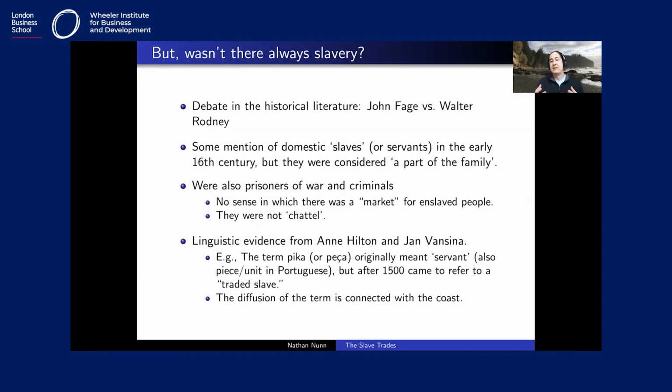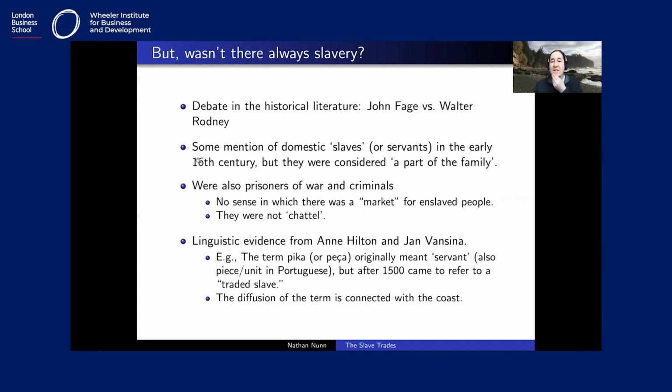Again, kind of like this, the issue about did the slave trade have long run effects? There was also a debate in historical literature, a lot of the same characters, John Fage versus Walter Rodney, about whether there always was slavery. There's one view that there always was slavery, and then the Europeans came and sold these individuals who were already enslaved.